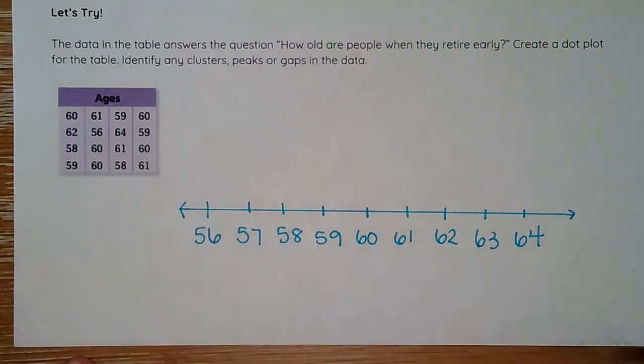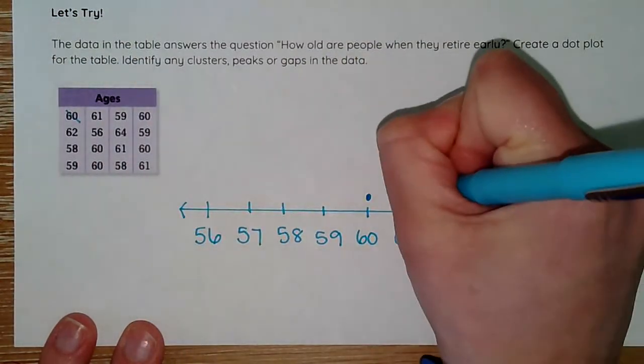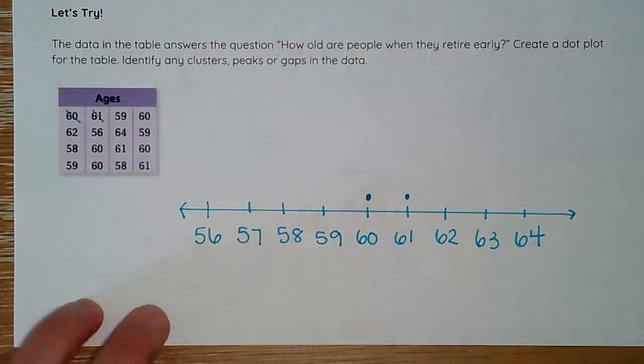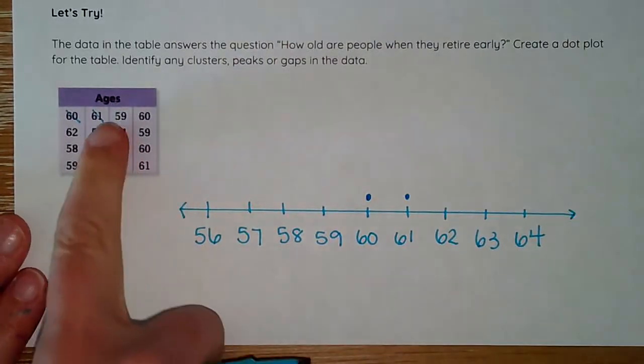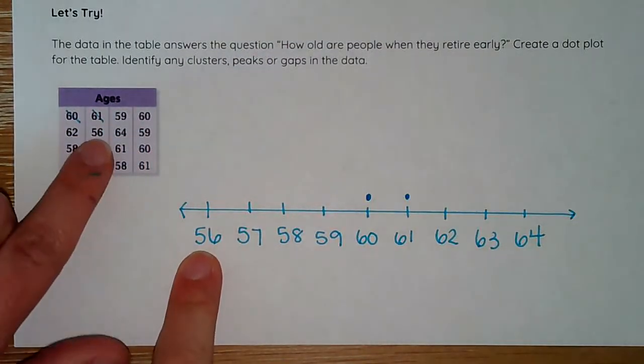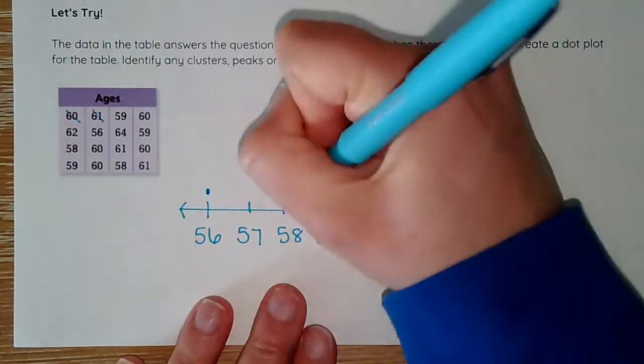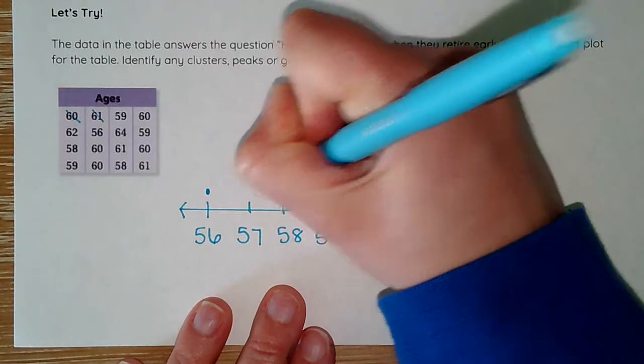I can start with 60. There's a dot. 61. Now, I have two different options here. I can either go in order like this, or I can start here and say, okay, well, 56. How many 56? Well, one 56. So it's kind of your choice how you want to do this.